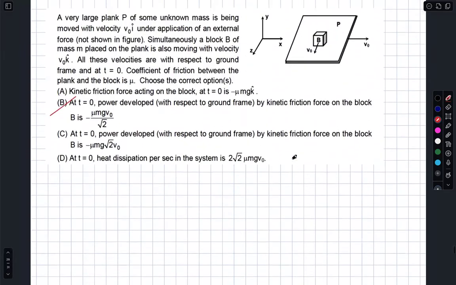We can do this. Try to do this question now. Everyone. A very large plank P of some unknown mass is being moved with velocity v naught i cap. Read the question. Everyone try to read the question.